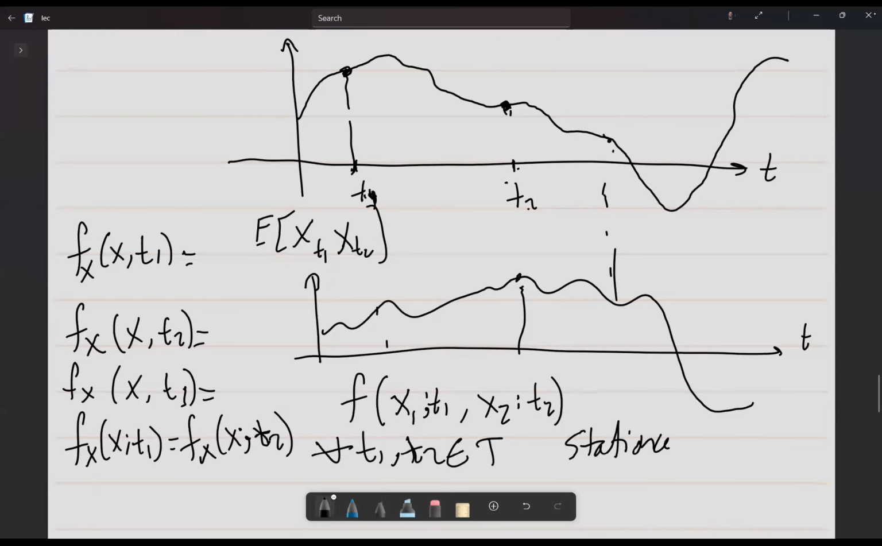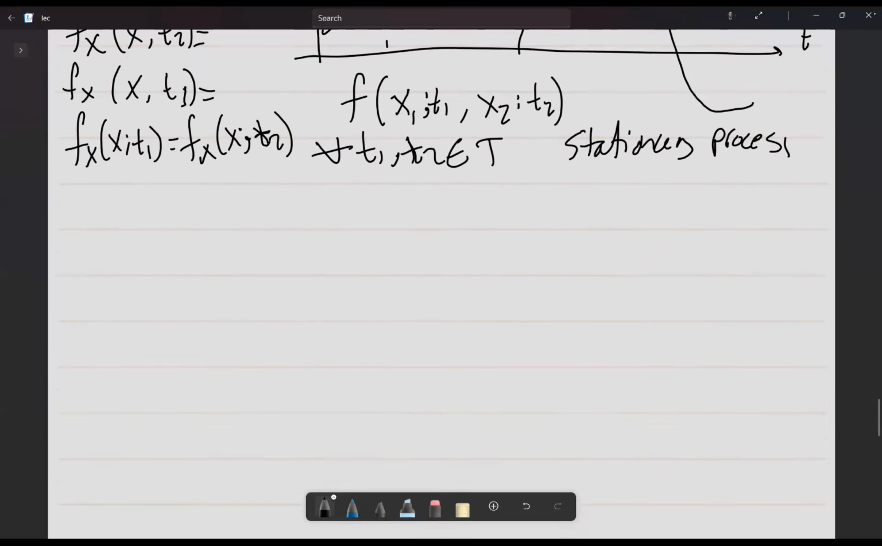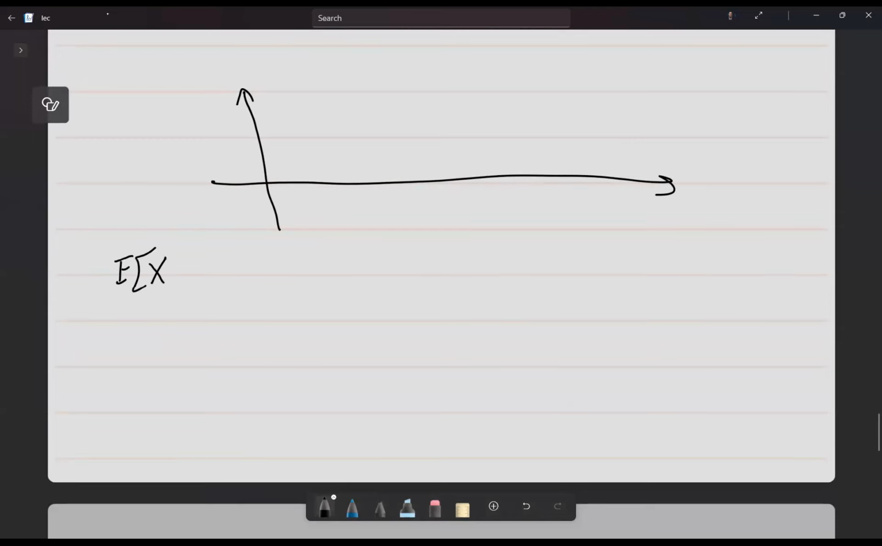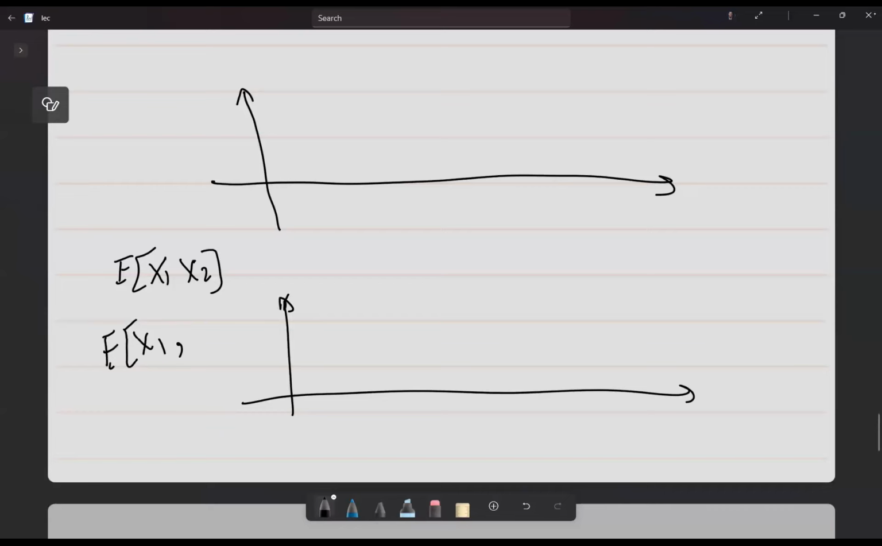The second thing that I wanted to say: even for a stationary process, if you want to compute the expected value of x1 times x2 in two cases, this is one case, and let us assume another case, the expected value of x1 times x2. For this case, actually, this is x.